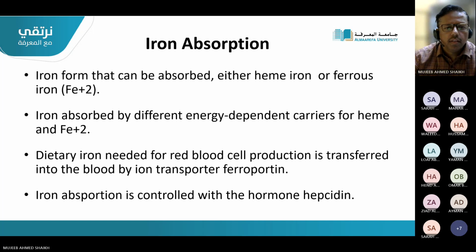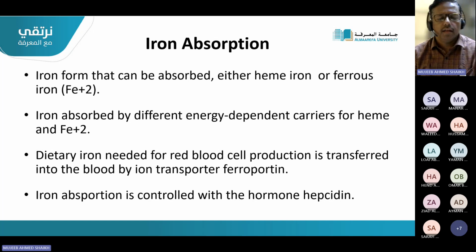Also, the absorption of iron is controlled by a hormone called hepcidin. If you remember the lecture on the liver and biliary system, I told you that the liver has some synthetic functions. It will synthesize something, produce something. One of them is hepcidin. Hepcidin is a polypeptide and it is required for regulation of iron in the body, an iron regulator. It will inhibit the iron absorption, or you can say iron transport.